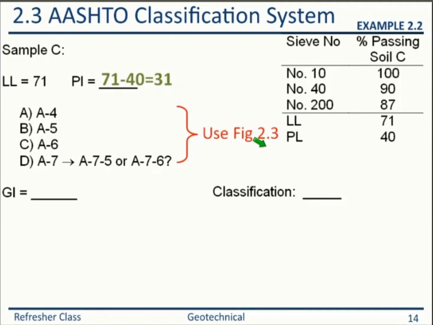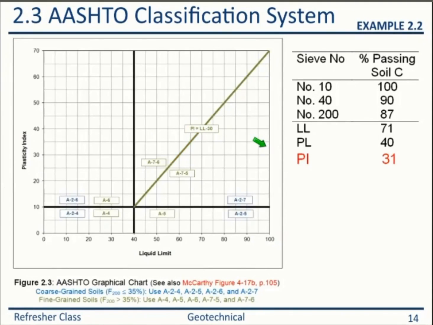If you use figure 2.3, which is this, your liquid limit is 71. This is your 70, just right of 70. And PI is 31, just above 30. So if you plot, the point lies here. This point is below this green line and above this black line. There are two types of soil, A-2-7 and A-7-5.